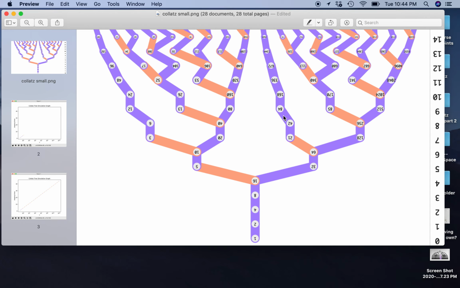Additionally, if a number is 0 in mod 3, it's somewhere on one of these trivial branches that never again branch further. And if a number is either 1 or 2 in mod 3, then it's somewhere out here on one of these non-trivial branches.